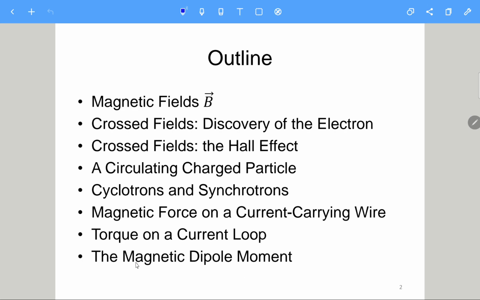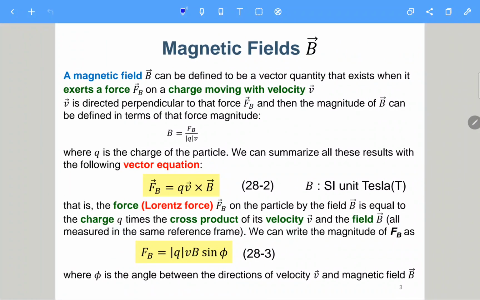And the magnetic dipole: we have learned the electric dipole, so the magnetic dipole is a topologically similar thing. So first, what is a magnetic field?